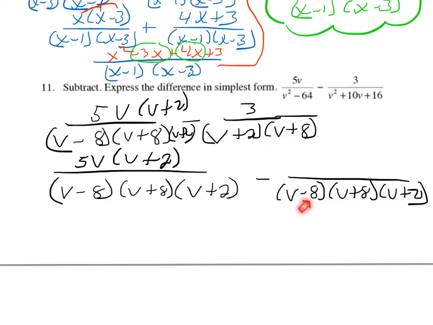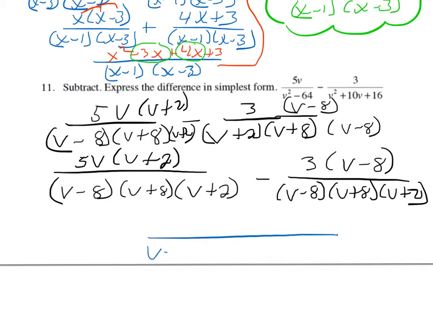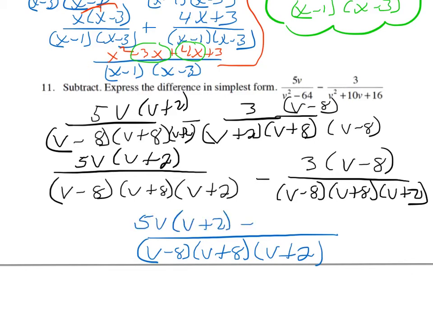All right, now let's compare what's missing here. And I see it's a v minus 8. So I'm going to multiply top and bottom by v minus an 8 up on the top and a v minus 8 in the denominator as well. So I'm left here with a 3 times v minus 8. Now that we have a common denominator, I am going to subtract my numerators. So let's put it all over top of this: v minus 8, v plus an 8, v plus a 2. And on the top I have a 5v times v plus 2 minus 3 times v minus an 8.